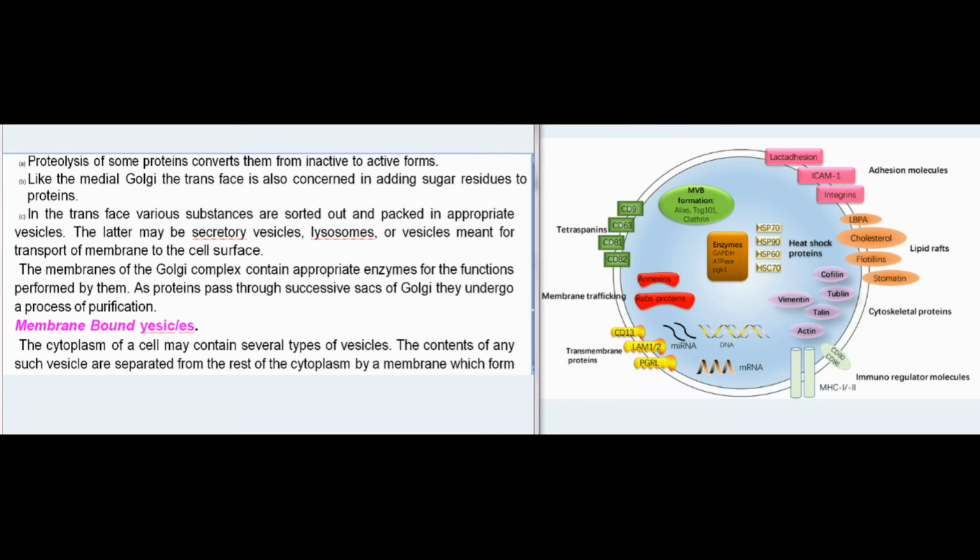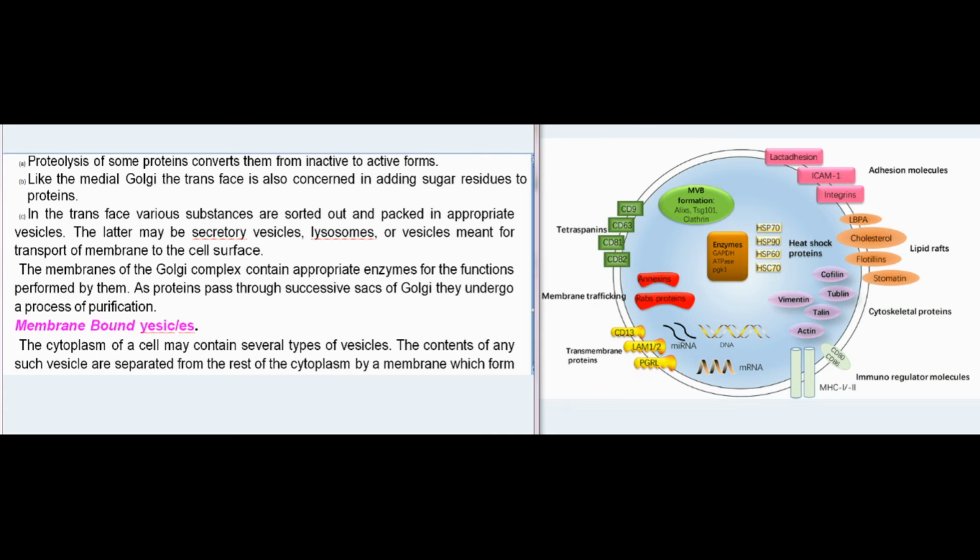In the trans face various substances are sorted out and packed in appropriate vesicles. The latter may be secretory vesicles, lysosomes, or vesicles meant for transport of membrane to the cell surface. The membranes of the Golgi complex contain appropriate enzymes for the functions performed by them. As proteins pass through successive sacs of Golgi, they undergo a process of purification.